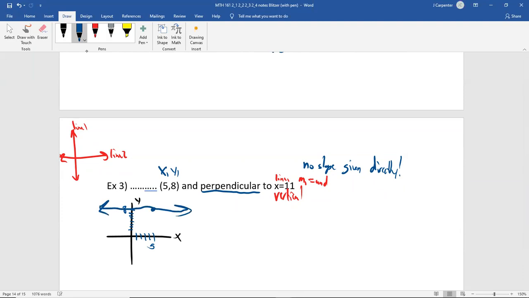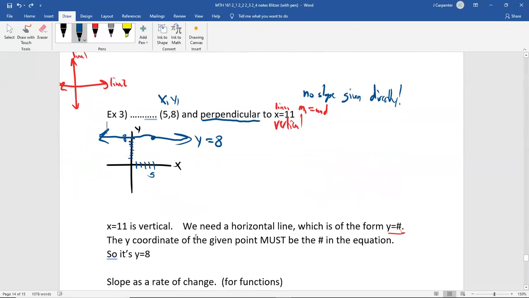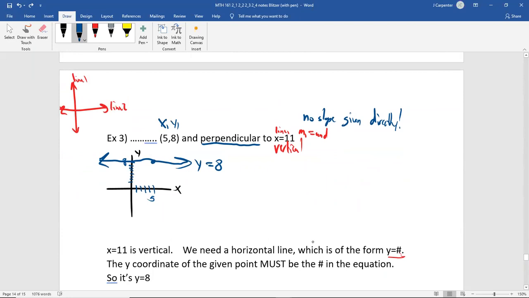I actually prefer to graph this line even though I didn't ask for it, because now I can look at this and say, oh, well, it's very obvious. This line is y equals 8. Why? Because that height's 8. So the height is constantly 8. So that's what the rest of this says. The y-coordinate of the given point must be the number in the equation. Now, I didn't say that here, but that is a fact that you could learn ultimately. Because this was an 8, this is an 8. If this right here had been a 20, this would be a 20.